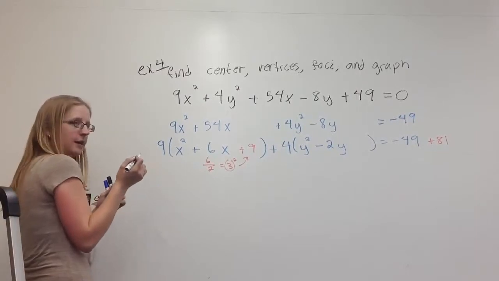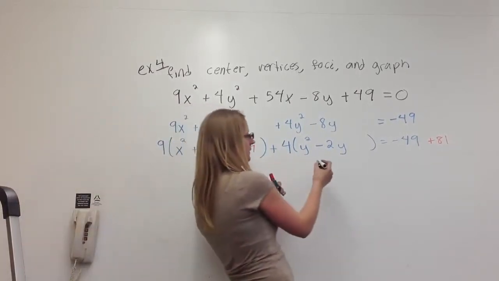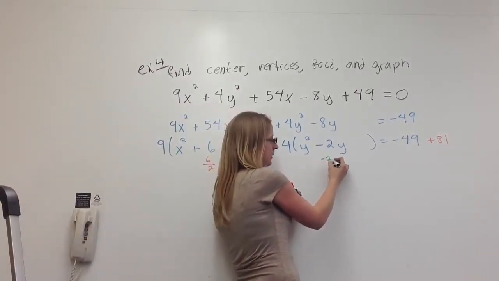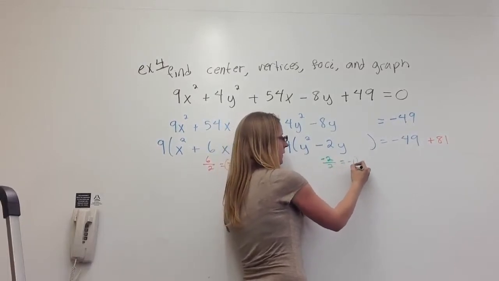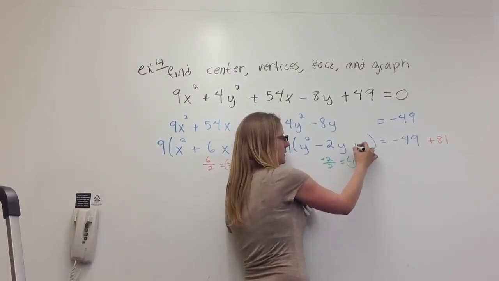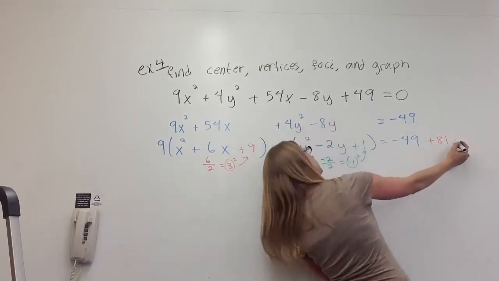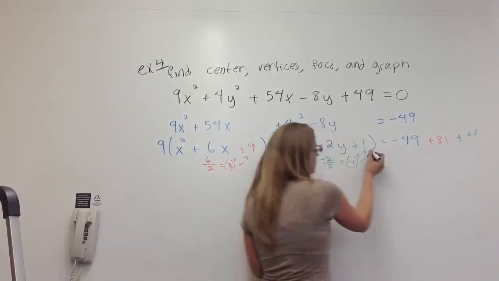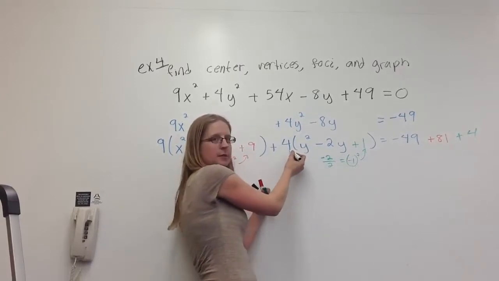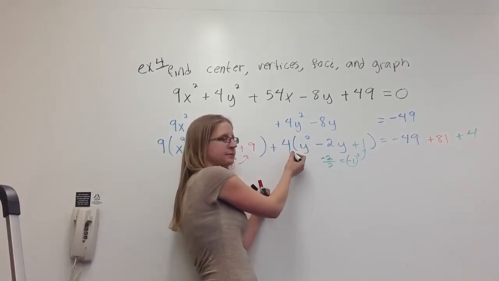Okay, next. For the y's. Same thing, right? Take the middle number divided by 2, square it, and that's going to go here. So in this case, that's a plus 1, right? On the other side, what's it going to be? 4. Because this number times this number gives me 4.